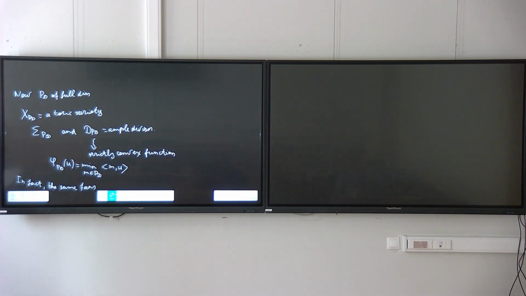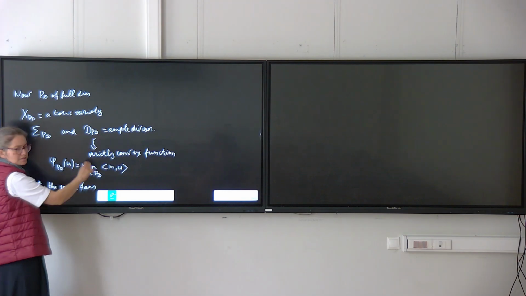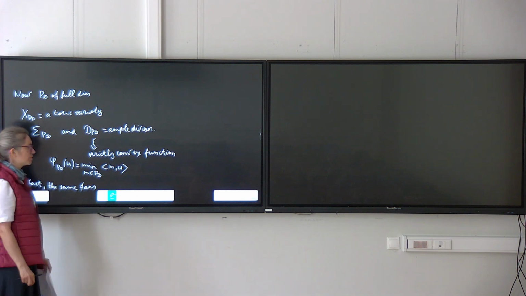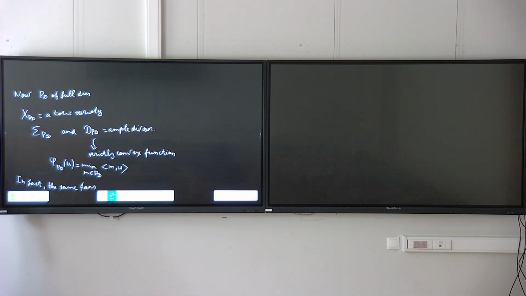And we wanted to show that if phi d is strictly convex, then the divisor is ample. Indeed, it will coincide with this ample divisor, so it will be ample. It is the same variety, and it is DPD, so it is ample. We are done.